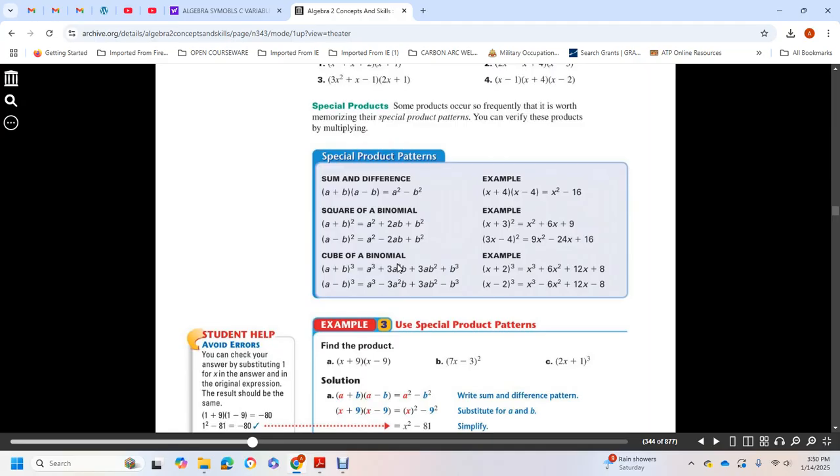Cube of a binomial. (a plus b) to the third equals a to the third plus 3 times a squared times b plus 3 times a times b squared plus b to the third. (a minus b) to the third equals a to the third minus 3 times a squared times b plus 3 times a times b squared minus b to the third.